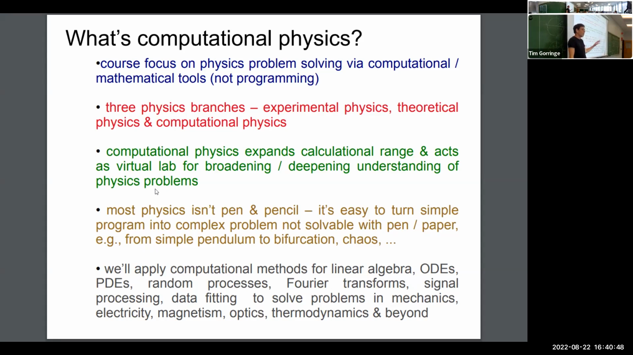We're going to pick problems from all sorts of different areas. We're going to pick problems from mechanics. We got that today. We'll pick problems from electricity, from magnetism, optics, thermodynamics, and so forth. So we're going to grab different physics problems to advertise different computation methods from all sorts of topics.